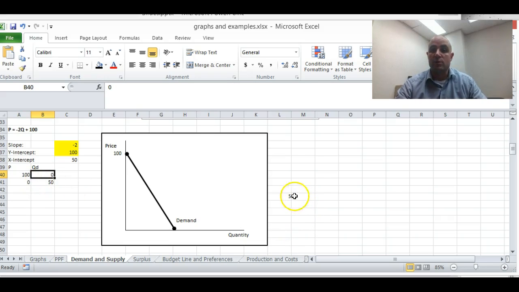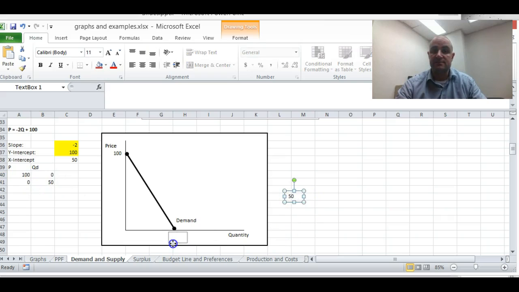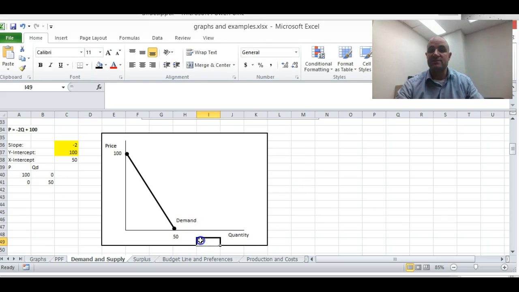To find where it crosses the x-axis, the quantity axis, you just set price equal to 0. A trick is always, if it's linear, to find where it crosses one axis by setting the other variable equal to 0. So to find where it crosses price, set quantity equal to 0, because quantity is 0 there. To find where it crosses the quantity axis, set price equal to 0, because price is 0 there. So this is going to be our demand.